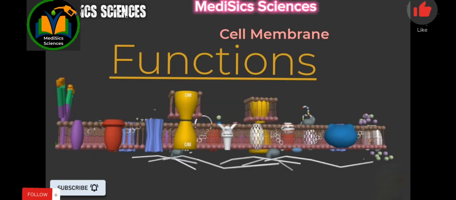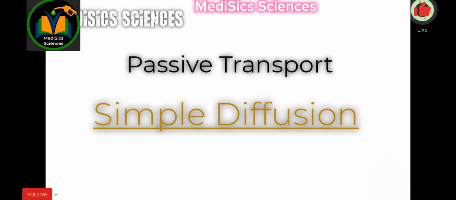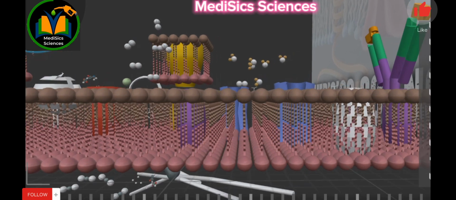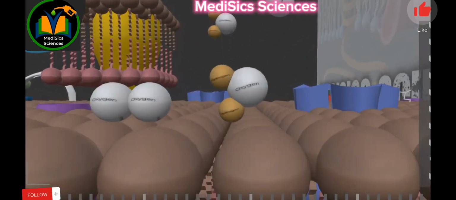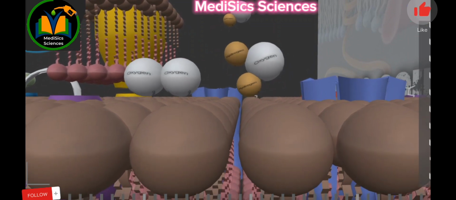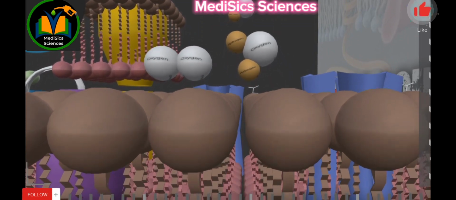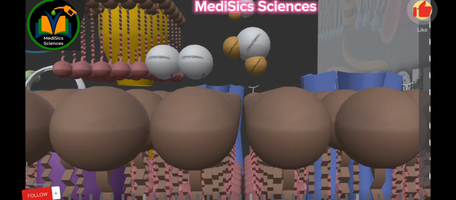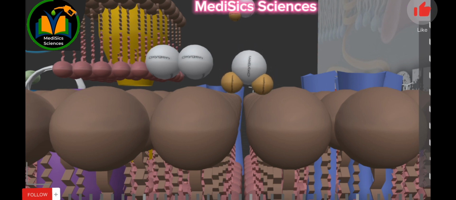Function of the cell membrane. The passive transport. Water through cell membrane. Water can pass through cell membrane. The process is called osmosis. Osmosis is the net movement of water across cell membrane. Water will tend to move from an area of high concentration to the lower concentration.